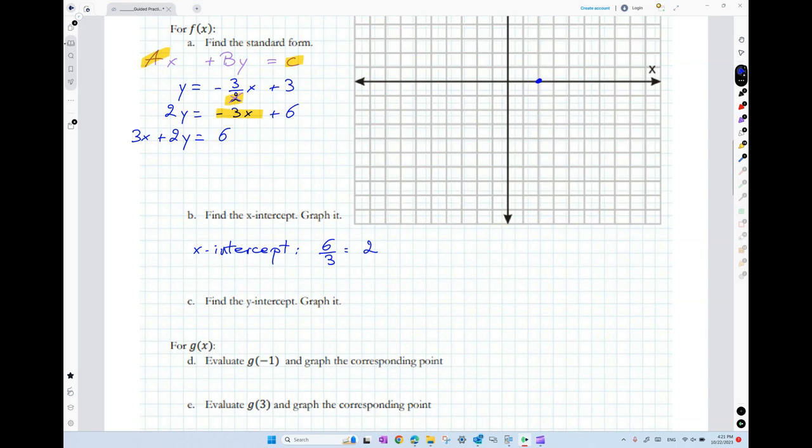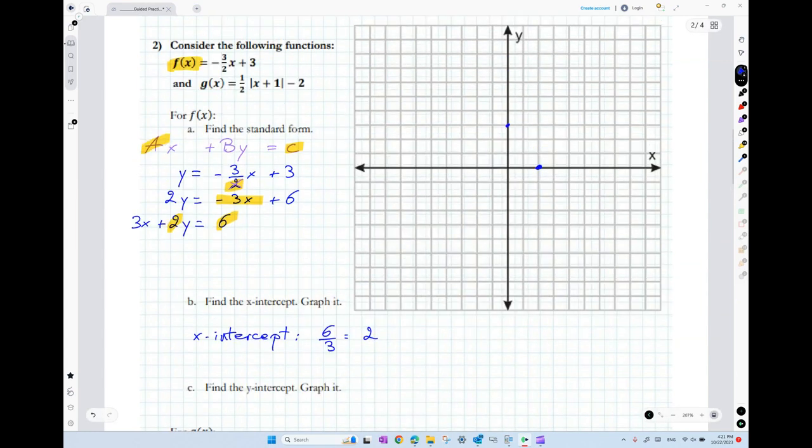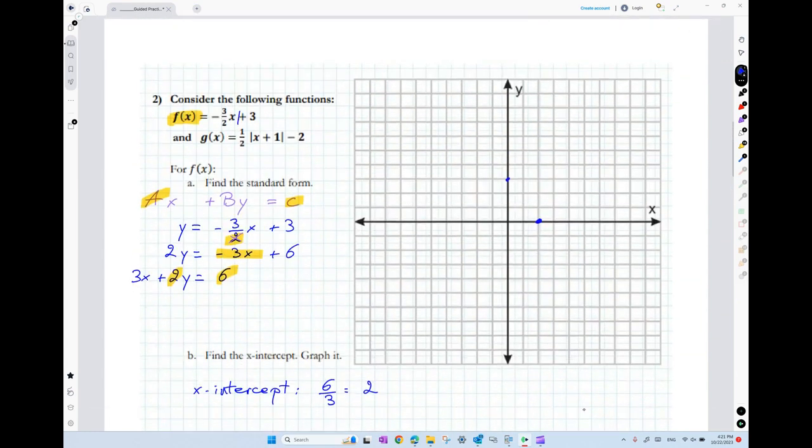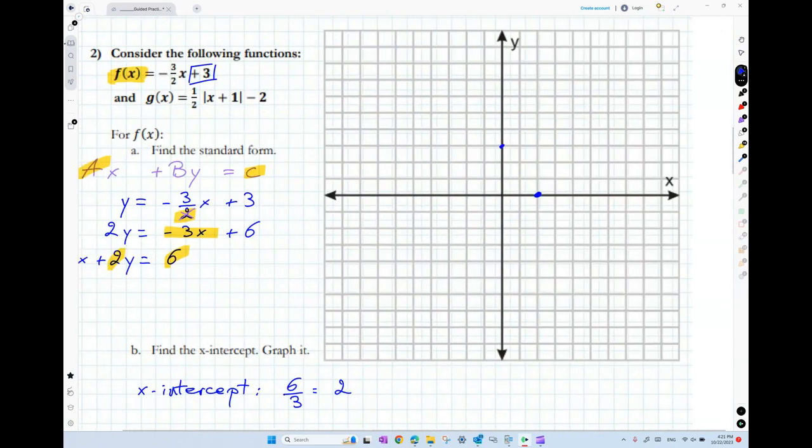Find the y-intercept. So here you have two ways of doing it. We can either do 6 divided by 2, which is 3, 1, 2, 3, or you can just refer to the slope-intercept form that you were given in the beginning, and you had 3. So you've got 2 points.